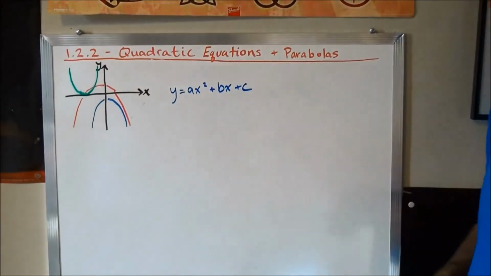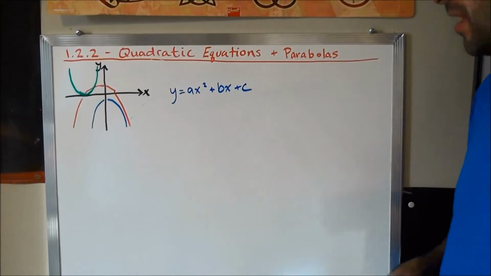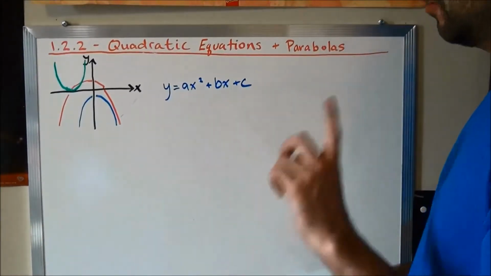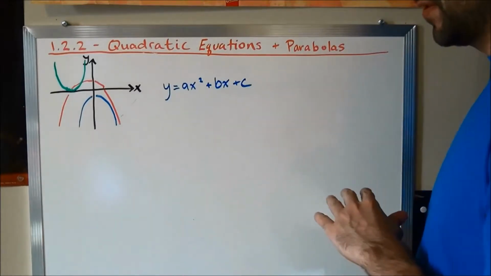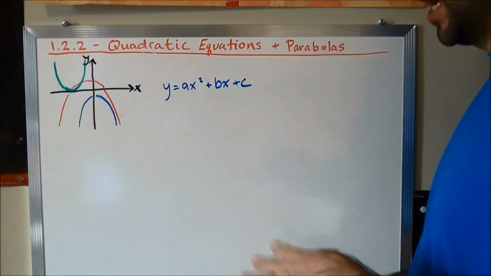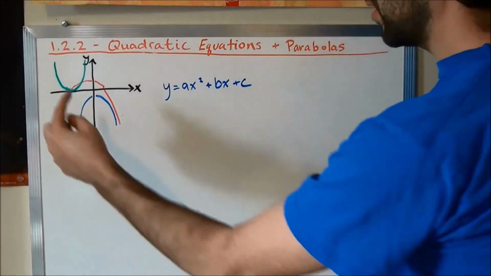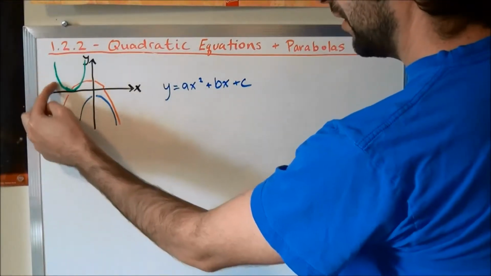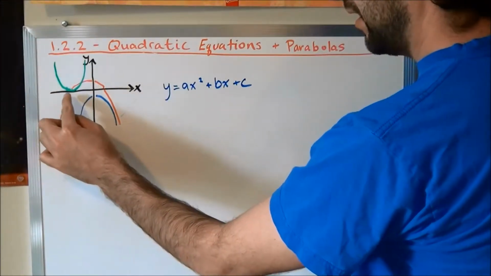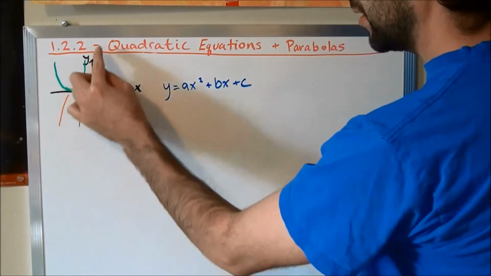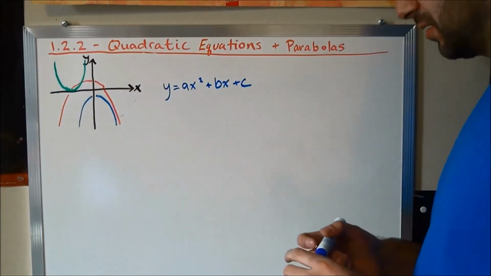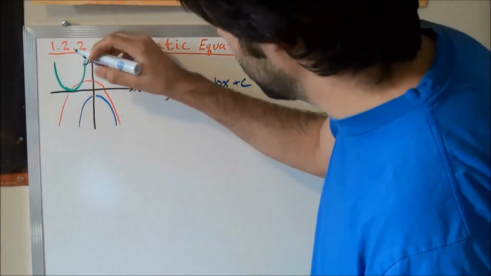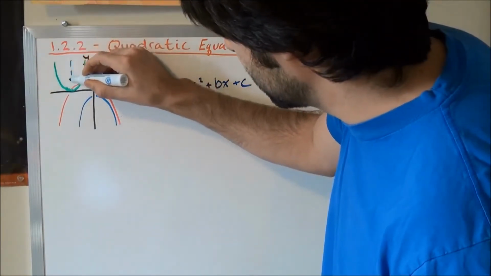Let's talk about a few other features that all parabolas have in common. All of them have exactly one inflection point. An inflection point is where the sign of the slope of the function changes. So, for example, this green curve has a negative slope on this side, and then it becomes positive on this side. And the point where that happens is called the vertex. Let's draw a vertical line through the vertex of this parabola.